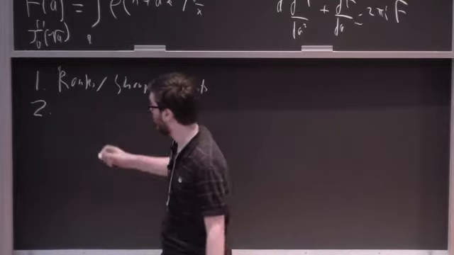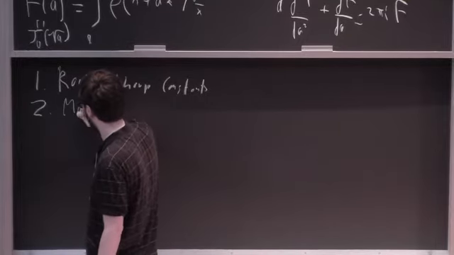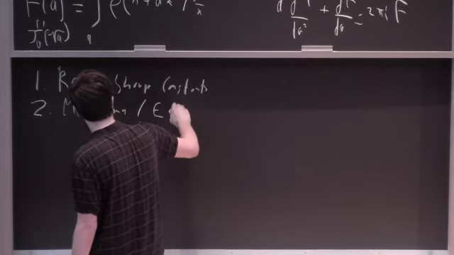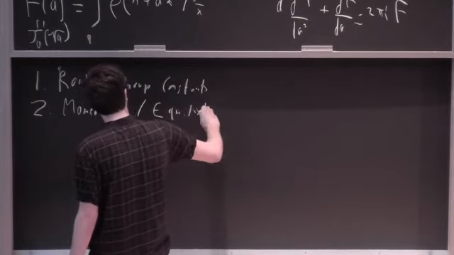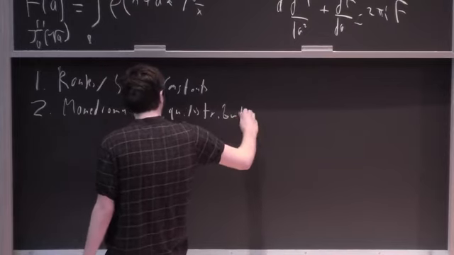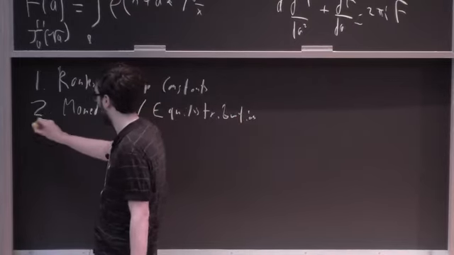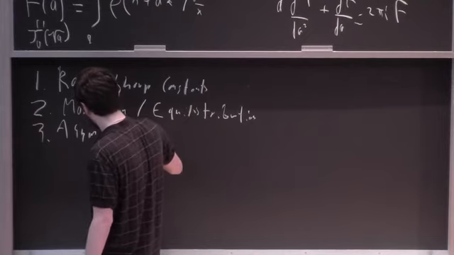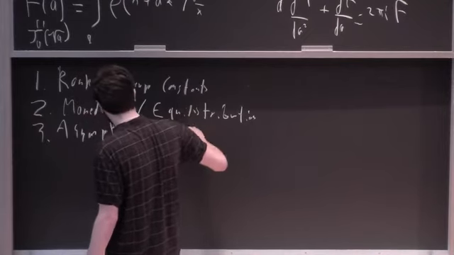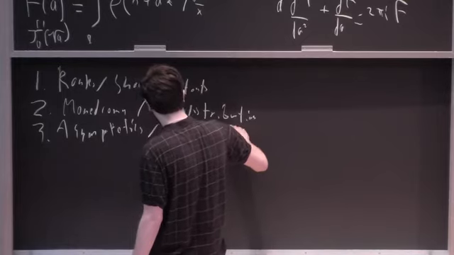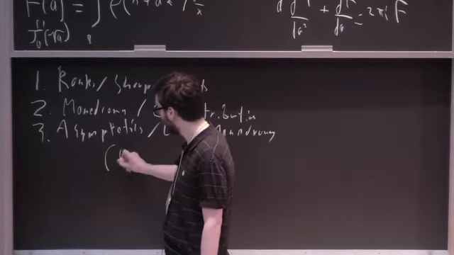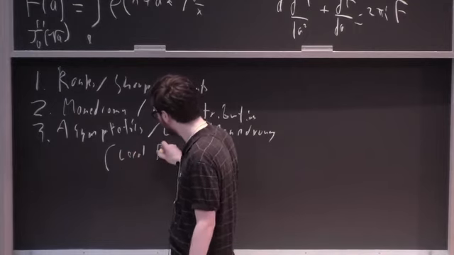The second connection I'll talk about is involving monodromy and equidistribution. And the third is involving asymptotics and local monodromy. And if there's time, there will be an appearance here of a local Fourier transform.